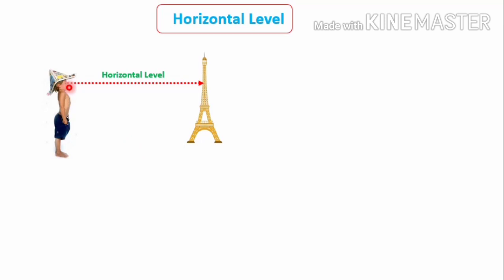The line which connects the eye of the observer to the point on the tower in which the particular observer observes is called the horizontal level. And please note that this horizontal level is always parallel to the ground. So, horizontal level is the line parallel to the ground passing through the observer's eye.